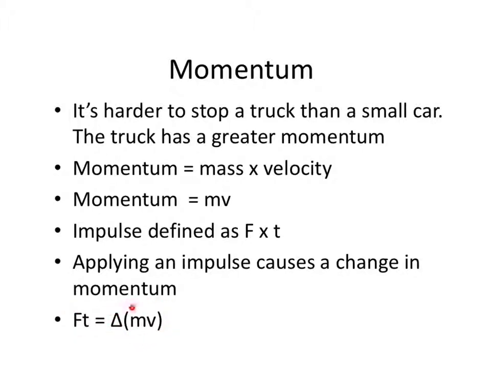So just a short example there. If you apply, for example, a 2 Newton force on an object for, let's say, 1 second, then 2 times 1, that's an impulse of 2 Newton seconds, and that would cause the object's momentum to also increase by 2 kilogram meters per second.